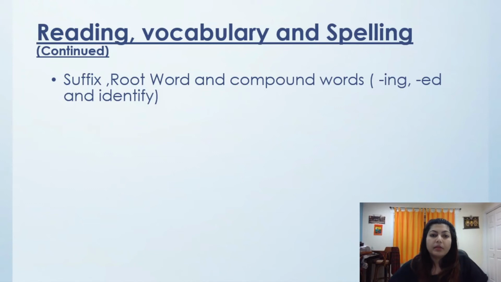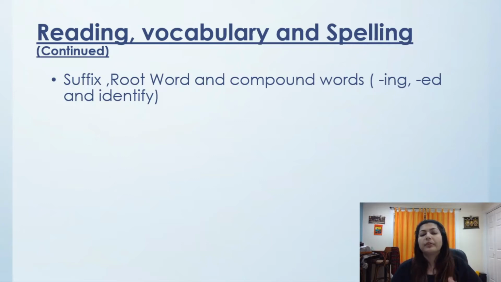Next we have suffix, root words and compound words. We don't have prefixes at this level, but we do have identifying suffixes, what a suffix looks like, and root words. So a suffix will be something like in 'reading', where ing is the suffix, which comes later. And what is the root word? Like ground and grounded, where ground is the root word.